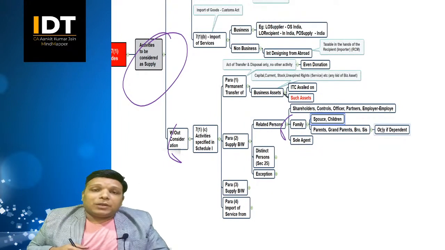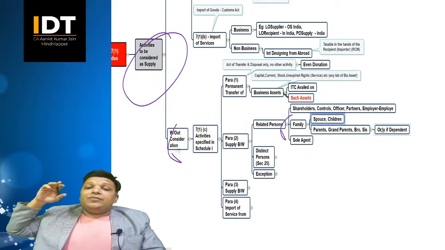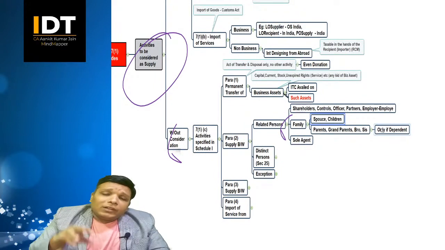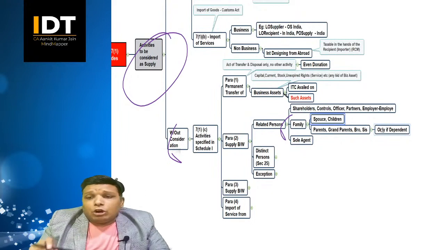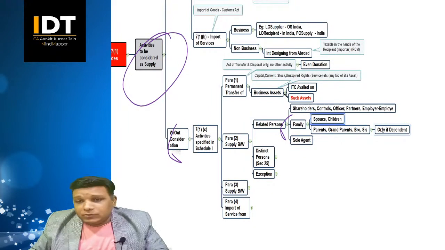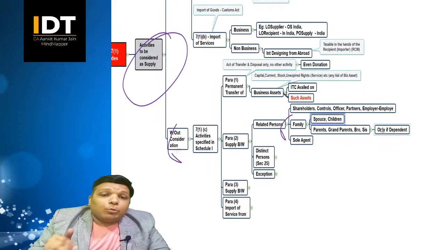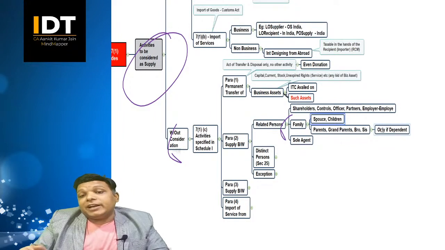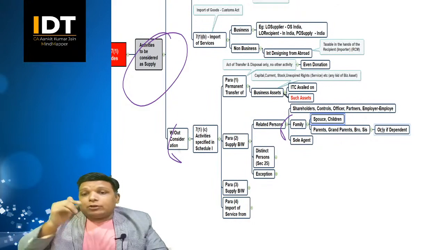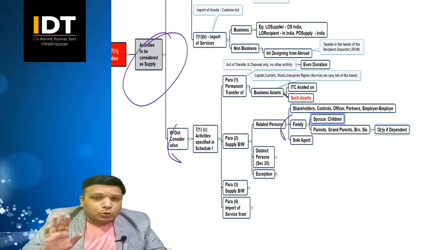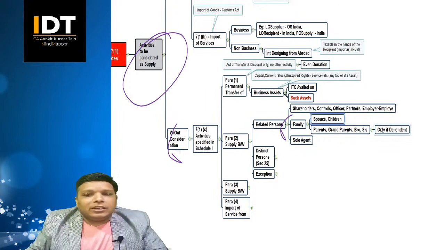Now suppose it's my brother, he is earning separately, and he comes to my store and buys certain goods without any consideration, then that will not fall within this scope. Correct, everybody? Is it clear? That will fall under the scope of permanent transfer of business asset without consideration. Correct? That will fall under para number 1 and not under para number 2. Is it clear to you guys? Are you guys understanding the linkage?